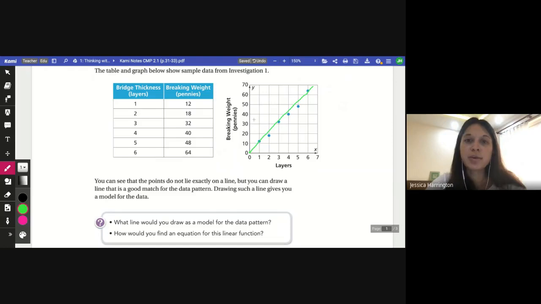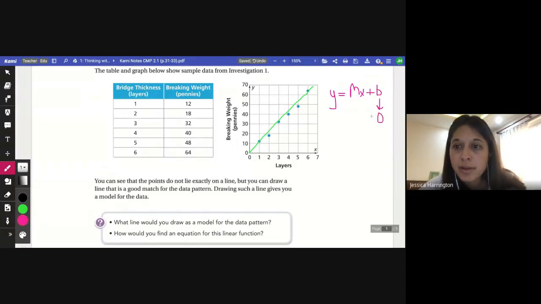How could I find an equation for that? Well, you guys know this. Let me change to a different color so you can see. So my equation is this. Sorry for my sloppy handwriting. We know y equals mx plus b. We know m is slope, b is y-intercept. Right here, I can see my y-intercept has come out to be 0 because when it's 0 layers thick, it can't hold any pennies. That makes sense.